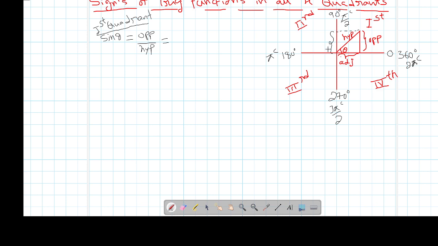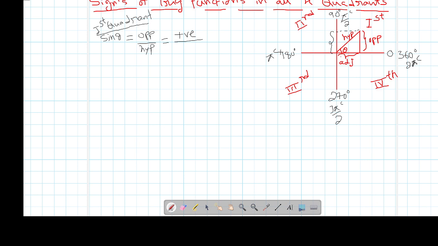So what is the signature of this opposite side? It is not lying on the positive axis, it is exactly parallel to the positive y-axis. So I can take this opposite side signature as the signature of the positive y-axis. From here to here, this is positive y-axis, right? So this will be positive, divided by hypotenuse.